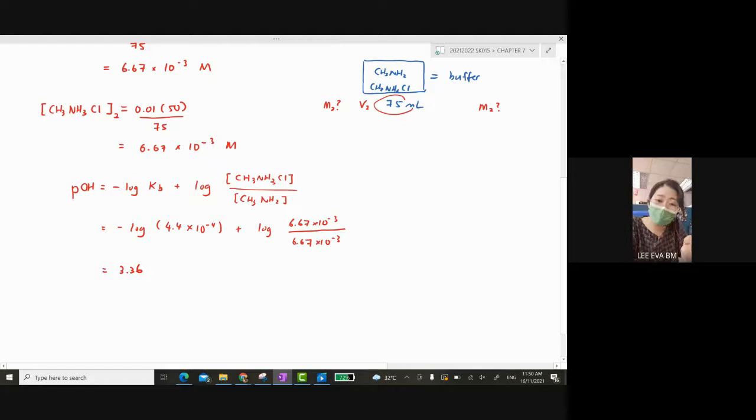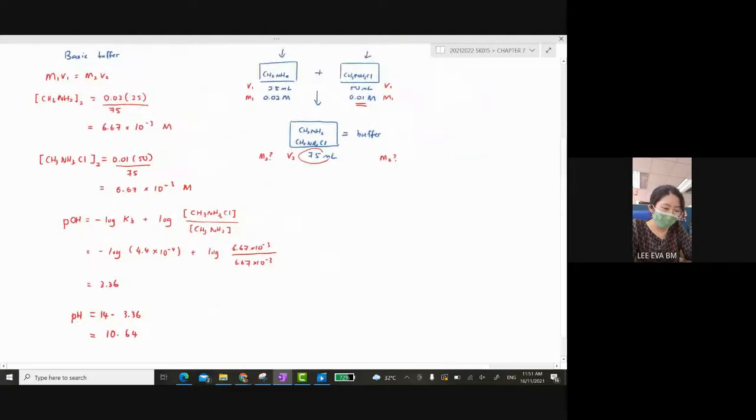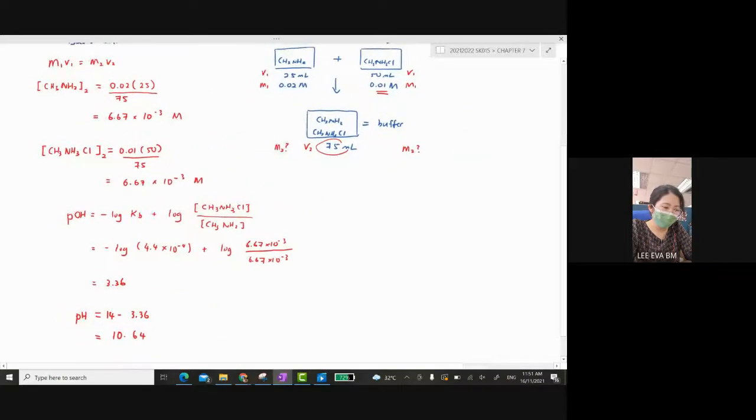So madam bagi jawapan, awak tolong kira pastikan awak practice. Is this my final answer? No. No, and I should get a pH using 14 minus your POH, and your final value should be 10.64. So of course, pH more than 7, it indicates that this is a base, a basic buffer. Okay, so the calculation given.